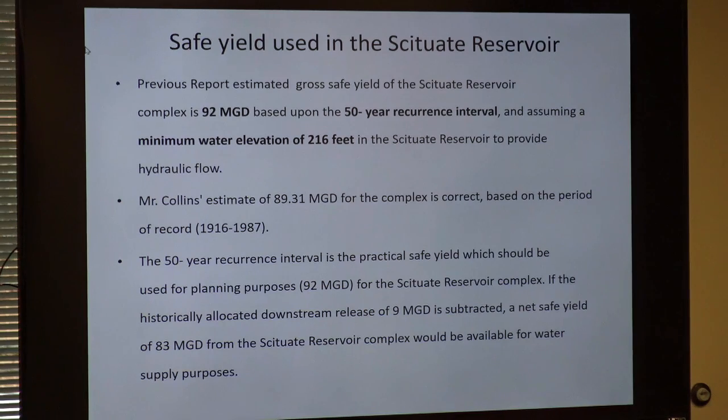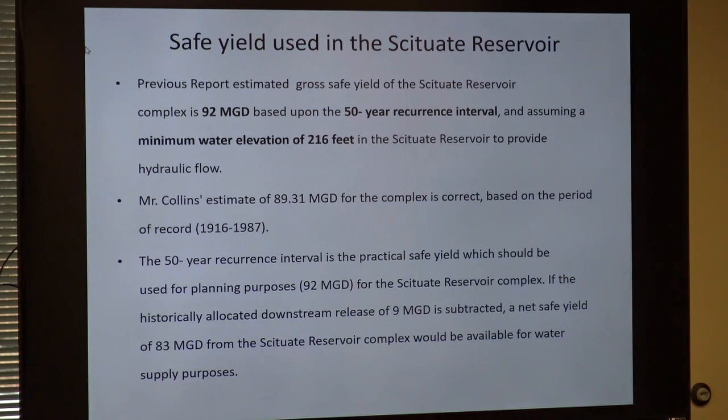So these are some of the information that we received, mostly through the literature review and the reports that Providence Water Supply have published in the past. The gross safe yield of Scituate Reservoir is estimated to be 92 million gallons per day based on the 50-year recurrence interval, which is basically that 1960s drought, taking that into consideration, and assuming that the minimum water elevation is 216 feet in the Scituate Reservoir to provide hydraulic flow.